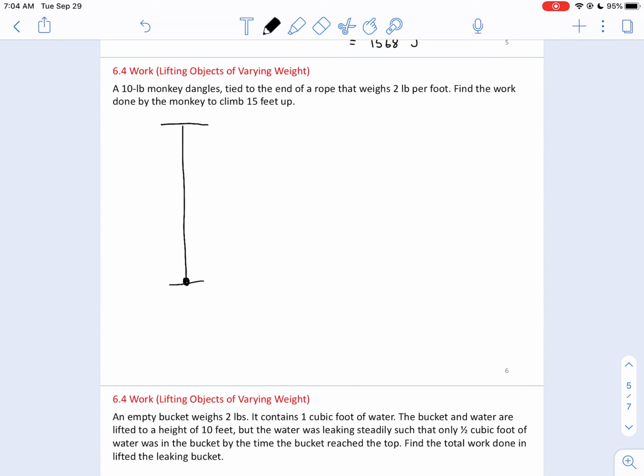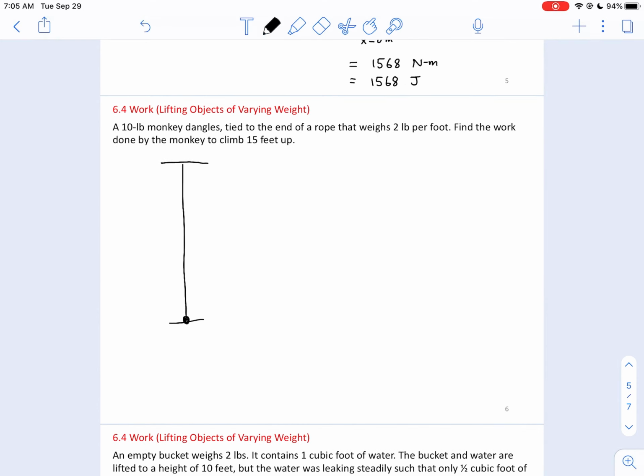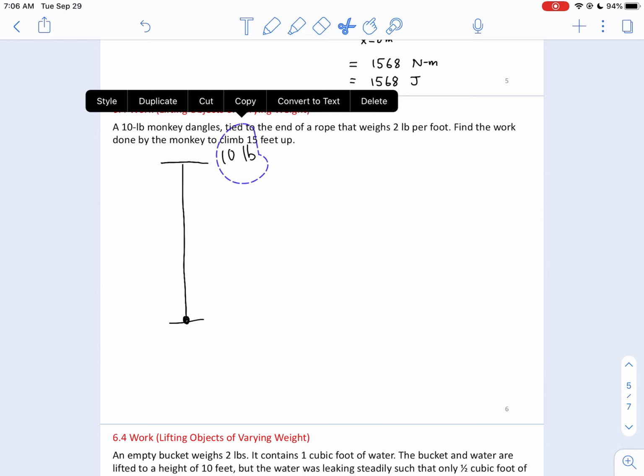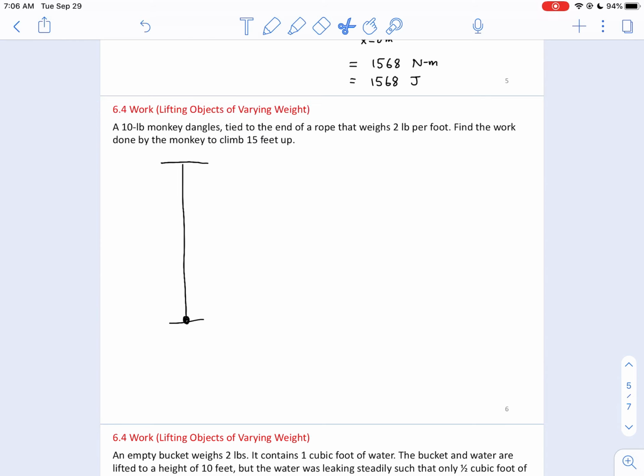Why is that significant? If the rope is not tied to the monkey, and the monkey weighs 10 pounds and it simply lifts itself up 15 feet, then we would say 15 times 10 and get 150 foot-pounds. That's how much work is done to lift the monkey. This problem would not be very interesting. However, the rope is tied to the monkey.